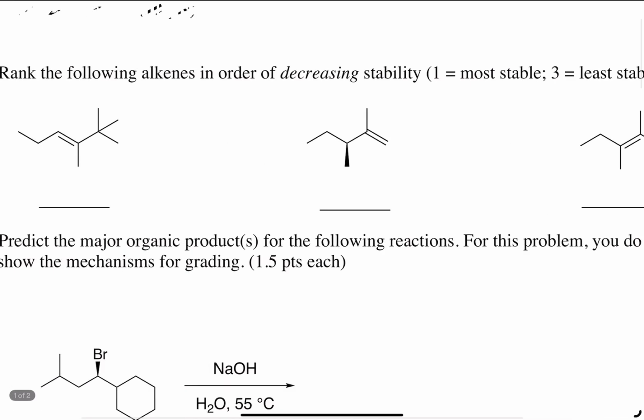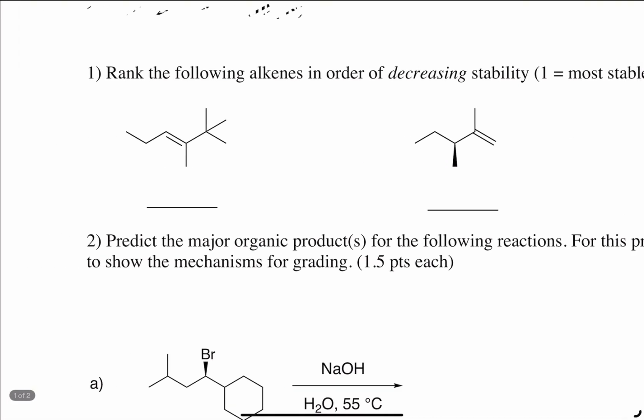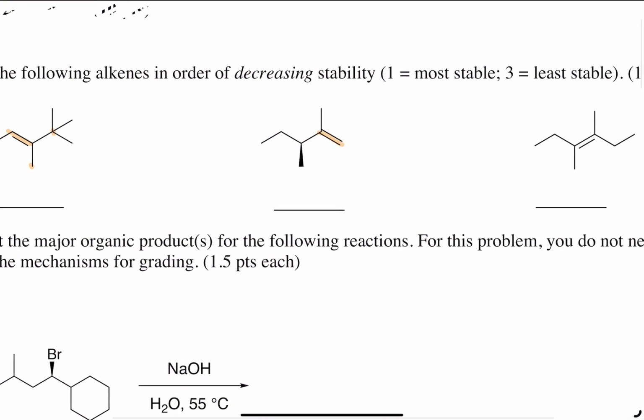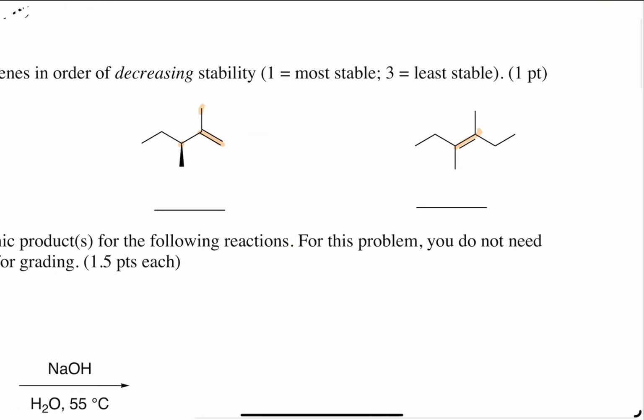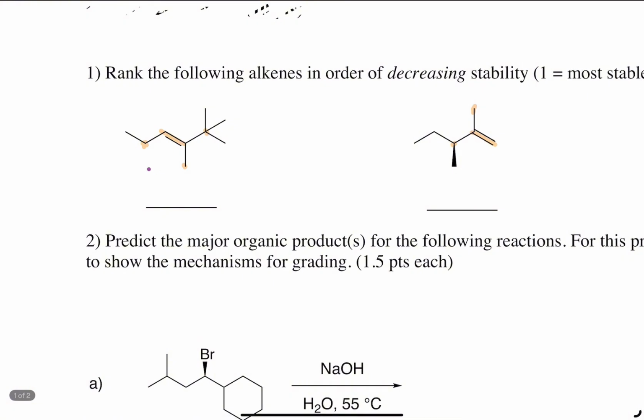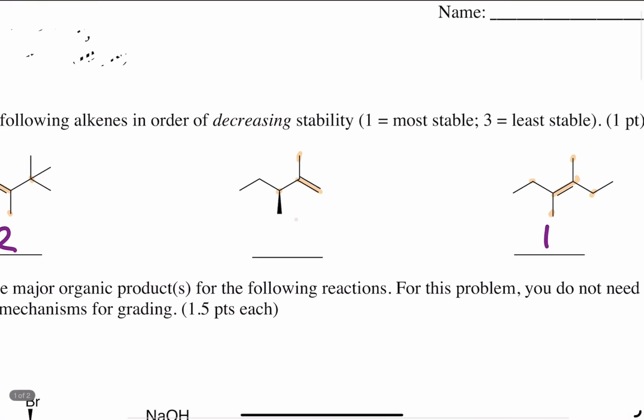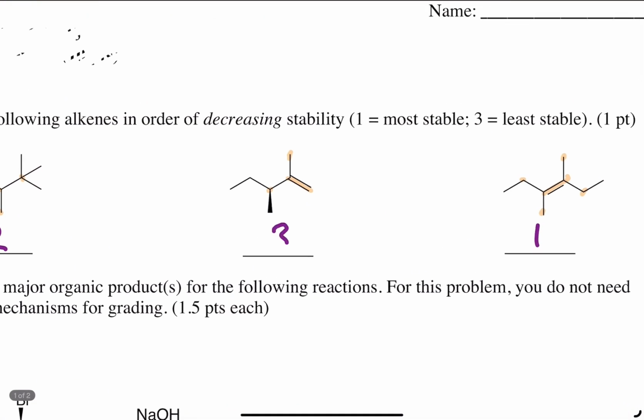So let's stare at all the carbon atoms around this double bond. So for this one, we have 1, 2, 3. For this one, there's 1, 2. For this one, there's 1, 2, 3, 4. Whoa, so this one's 4, so it must be the most stable. And then this one has 3, so this one is the second most stable. And this one is the least stable.